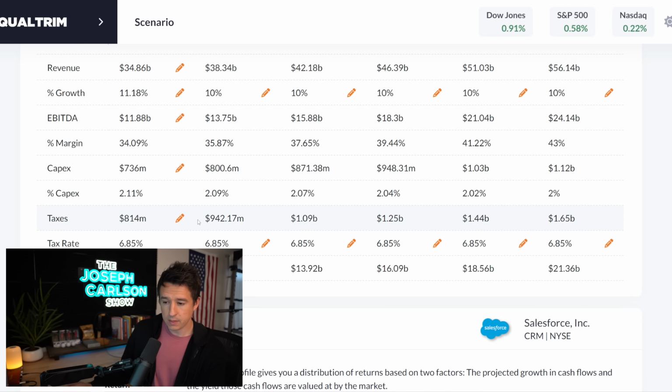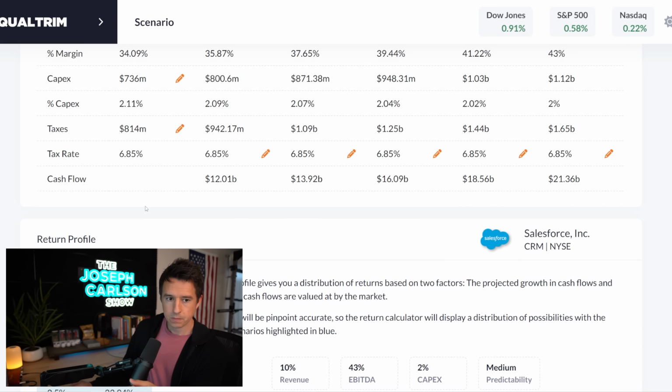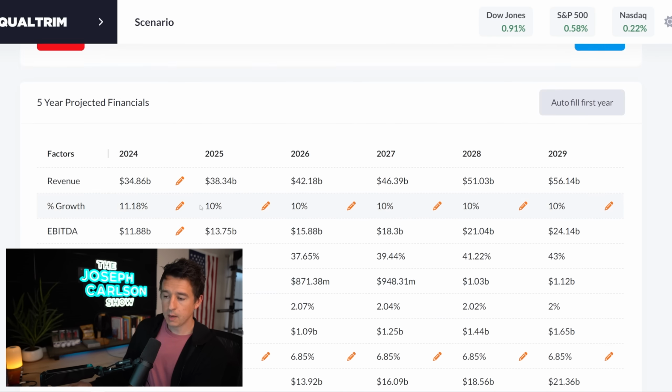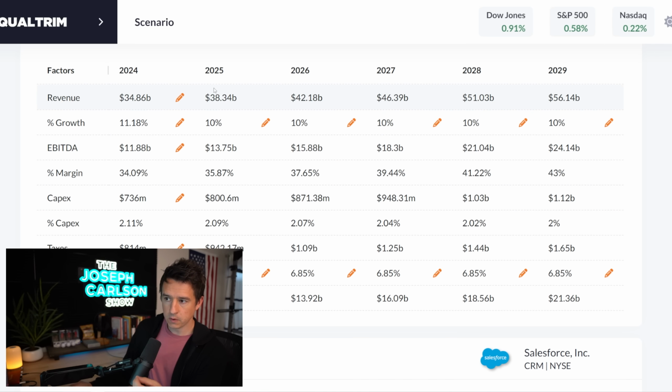And then it automatically throws in taxes of what they've paid for the last couple of years. You can adjust this around, but I don't like to play with taxes too much. It changes it a little bit. So if you assume higher taxes, it goes up. Lower taxes, it goes down. And then you have the very bottom here, the cash flow, which is the free cash flow the company will generate. I'm assuming that next year, Salesforce will do $12 billion in free cash flow.